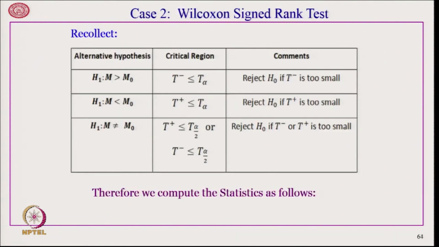We already know this thing. This you have already seen, that the critical region for alternative m greater than m naught is to reject H naught if t minus is too small. So, t minus is the sum of ranks of the negative differences, that means those which are less than the median m naught. Therefore, we compute the statistic as follows.